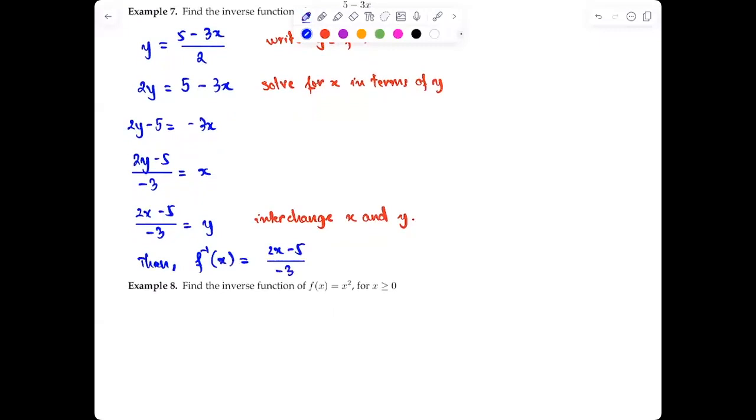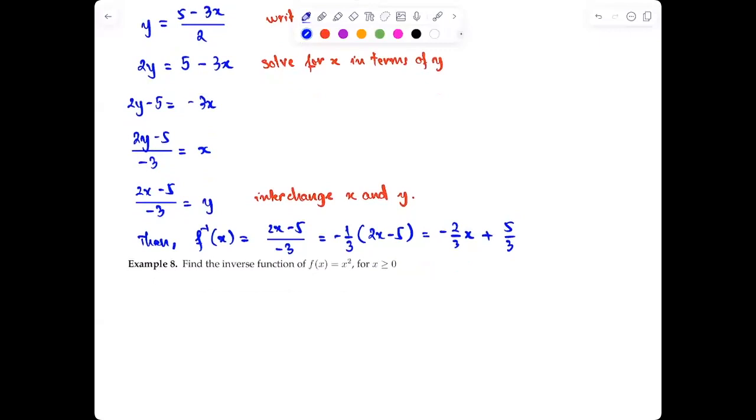You can leave the representation of the function this way, or you can rewrite it in terms of -1/3 times (2x minus 5). Or you can distribute -1/3 into the parentheses, and you get -2/3 x plus 5/3, right? Either form should be fine. Just want to get to the point that this function is the inverse of the original function. Good.